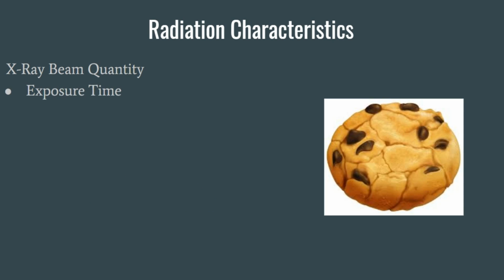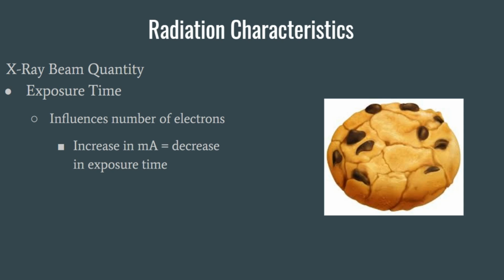So next we have the exposure time. The exposure time can relate directly to the quantity, or the number of electrons. As we increase MA, we decrease the exposure time. Again, as one thing increases, something else must decrease. So we increase MA, we decrease our exposure time. As we decrease MA, we increase our exposure time.